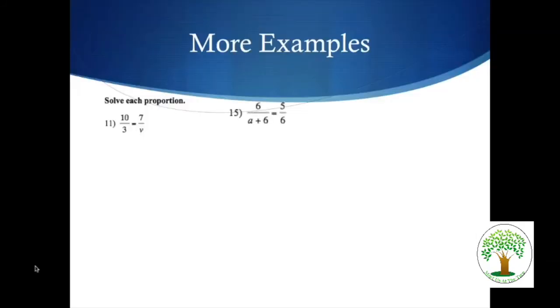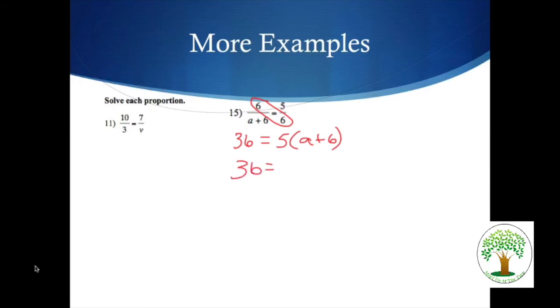Next one is number 15. We're going to skip a little bit. This time, I want you to notice that we have more than just one variable down there. We're adding down there. We're still going to use the cross product. 6 times 6 is 36. I am going to write 5 times a plus 6. You probably could have distributed it in your head, but if you don't want to, I'm going to distribute that now.